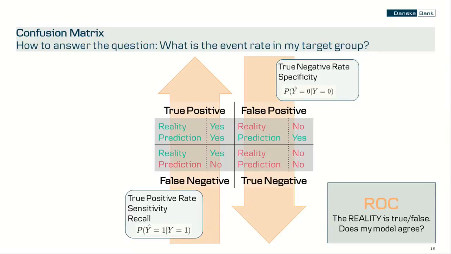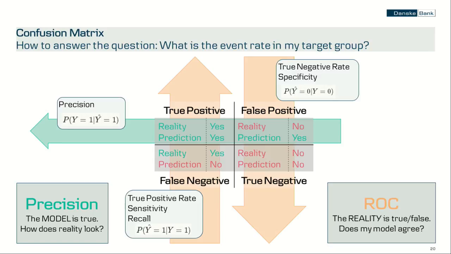So now let's go slowly back to the business case. The question that we're really posing is, how many churners are in my top 5% or in my target group? So what is the event rate in my target group? The difference now between the ROC and my business case is that we go to a completely different axis, because we're now conditioning on the prediction being true. Basically what we want to know is, my model says this is a churner.